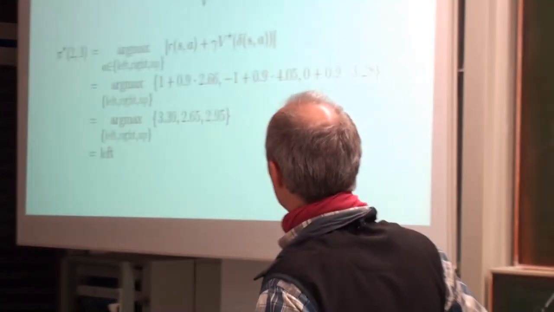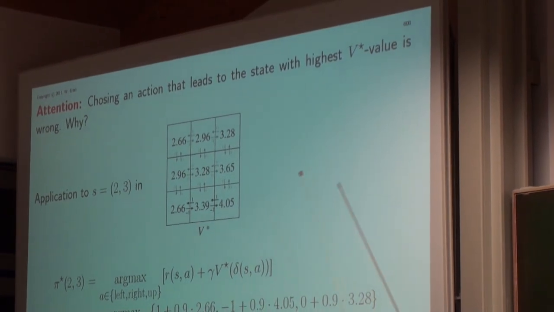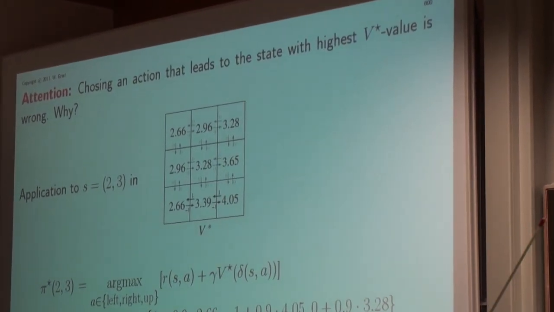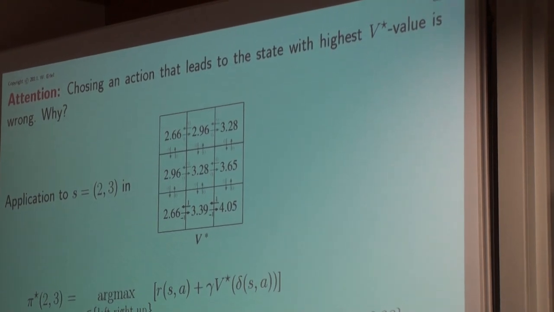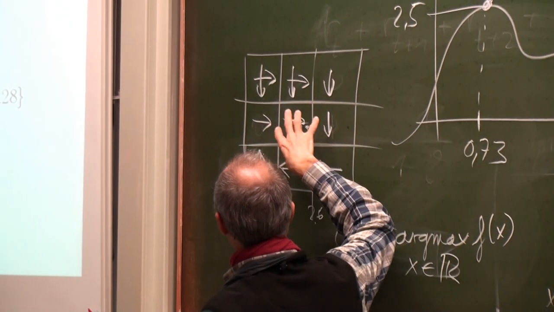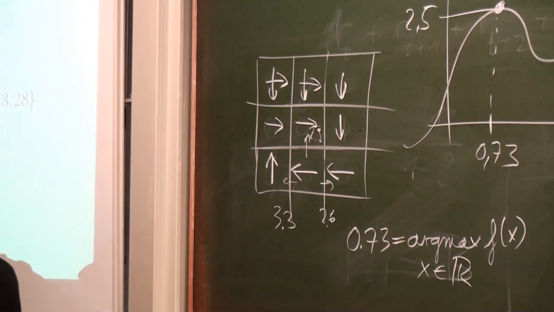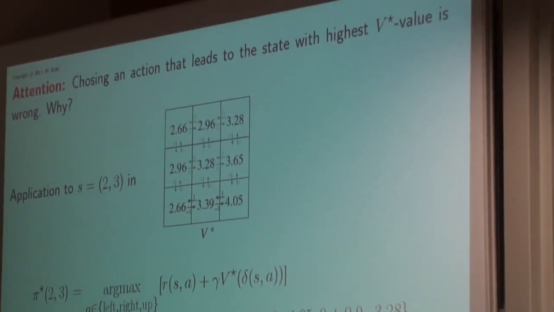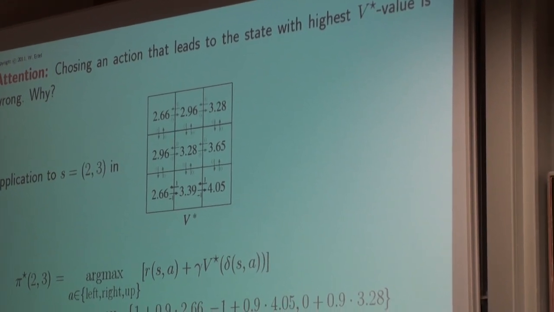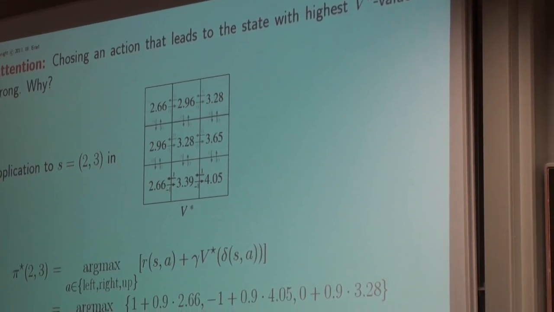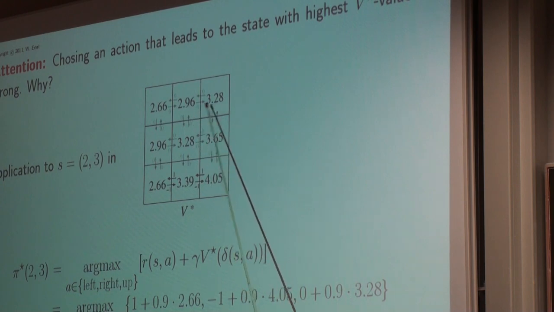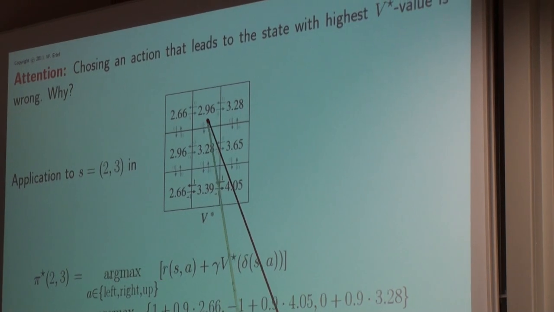Yeah. Look at this statement here. Choosing an action that leads to the state with highest value is wrong. I mean, when we derive the policy from the values, here we have the values. And now look here. Yes, it is, I mean, taking the highest neighbor value leads to the correct actions up here.